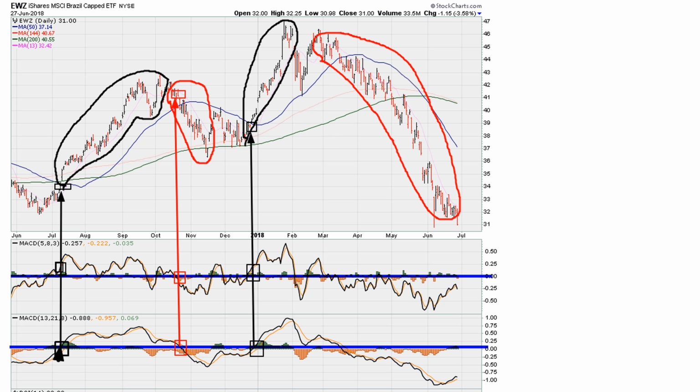And then of course there's this most recent pullback, which coincides with this period here where both MACDs move below 0, coinciding with this price level. And of course you capture most of the recent down move.